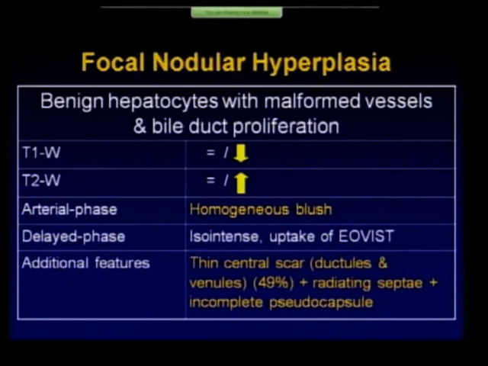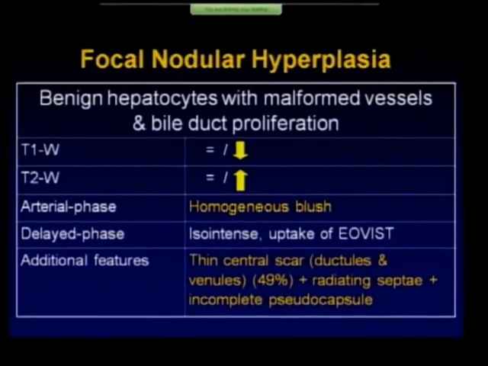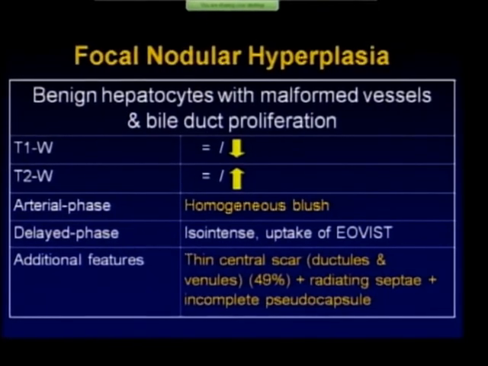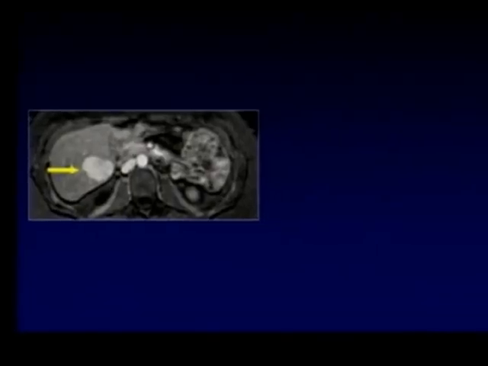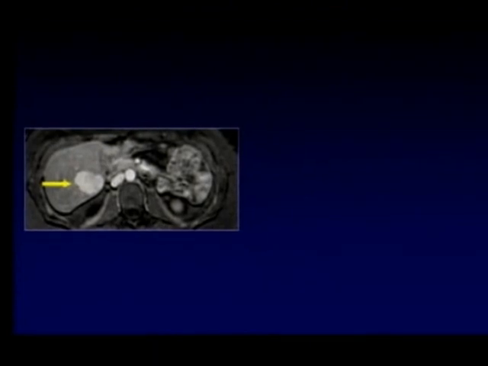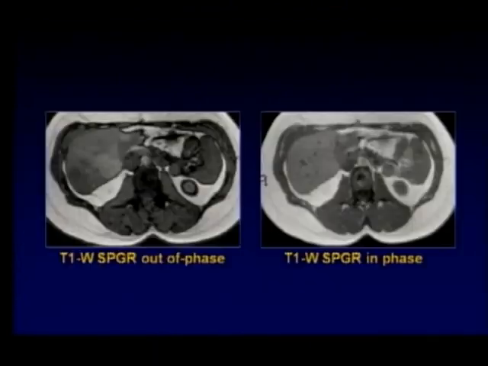It's a conglomeration of benign hepatocytes with malformed vessels and bile ducts. As I said, on signal intensity on T1 and T2 pre-contrast weighted images, some books say iso-intense, some say hypo-intense, and some say on T2 it's iso-intense versus hyper-intense. But as I said, key features: arterial phase, homogeneous blush. Delayed phase, it is iso-intense, which means it does not demonstrate washout. It takes up EOVIST. Additional features which can be seen, but not always, are thin central scar, radiating septae, and incomplete pseudocapsule.